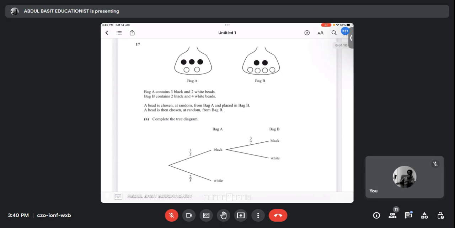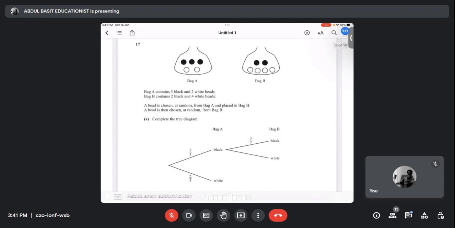Yes or no? The chances of getting a black ball from bag A is much higher than bag B. Is this clear? यस सर. Okay. So Murtaza, please read the question, third line of the question. यस सर, a bead is chosen at random from bag A and placed in bag B.